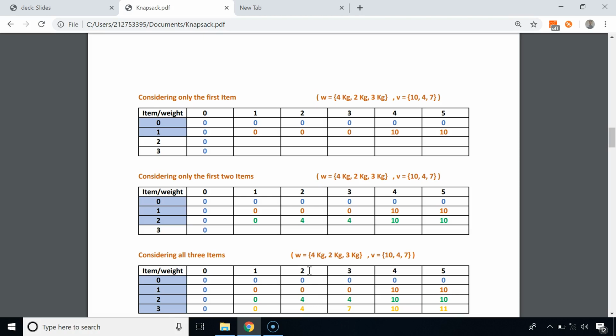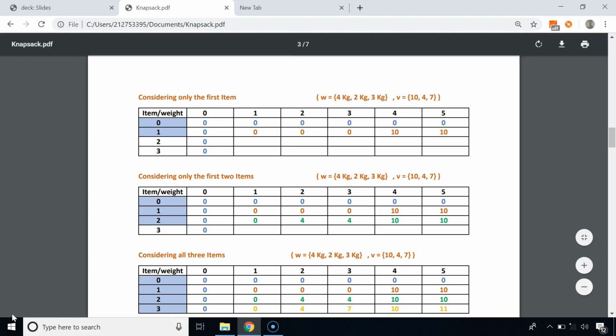Now when the knapsack capacity is 2, we can include the second item, which will give us the value 4. So the maximum value in this case will be 4. Now when the knapsack capacity is 3, we can either include the second item, which will give us the value 4, or we can include the third item, which will give us the value 7. So we will include the third item because it will give us the maximum value, which is 7.